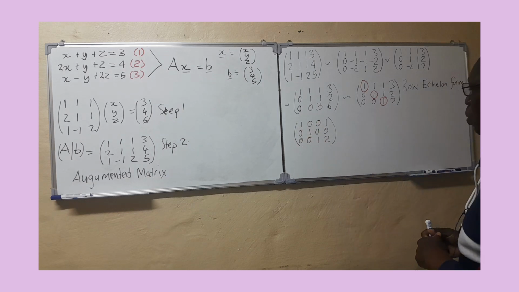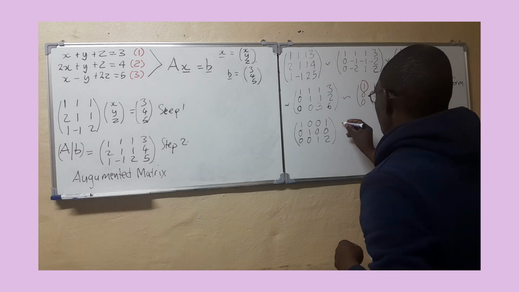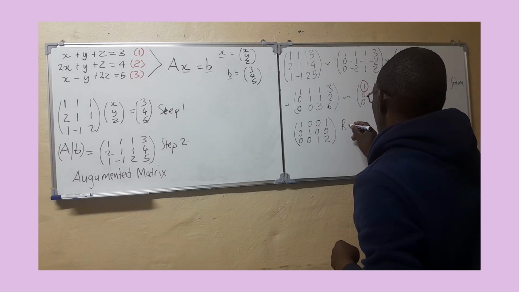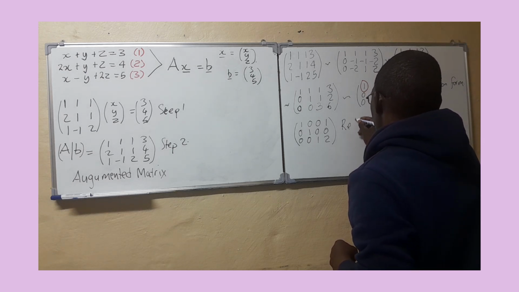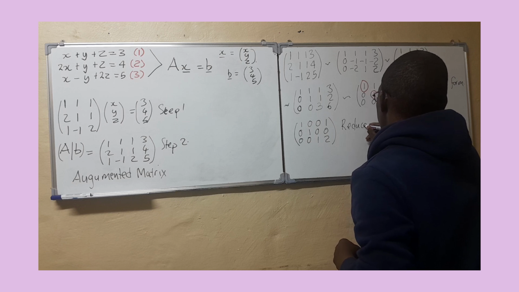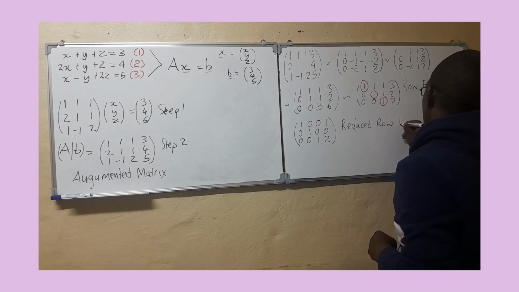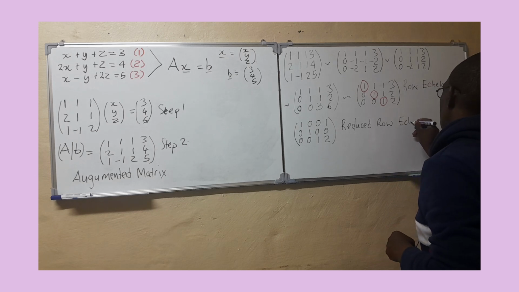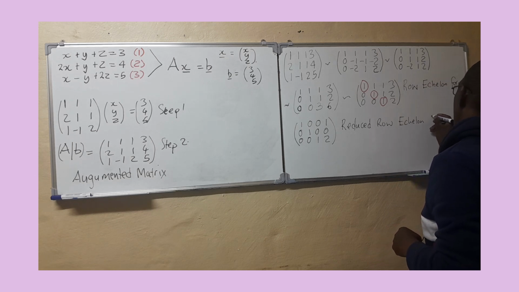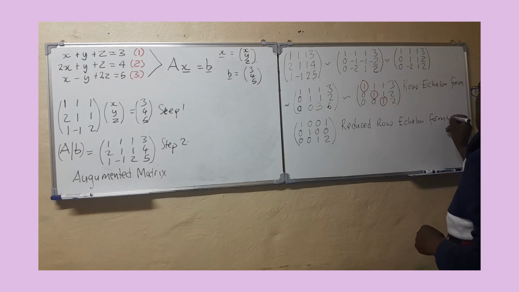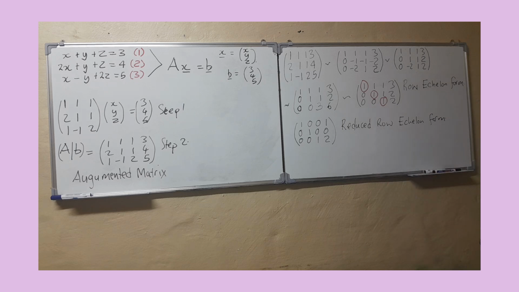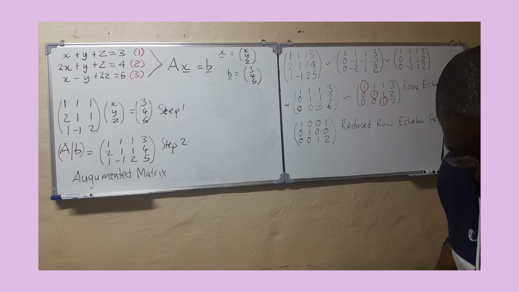Now, this form of the matrix is called the reduced row echelon form. This matrix now is in reduced row echelon form. But look at it closely.